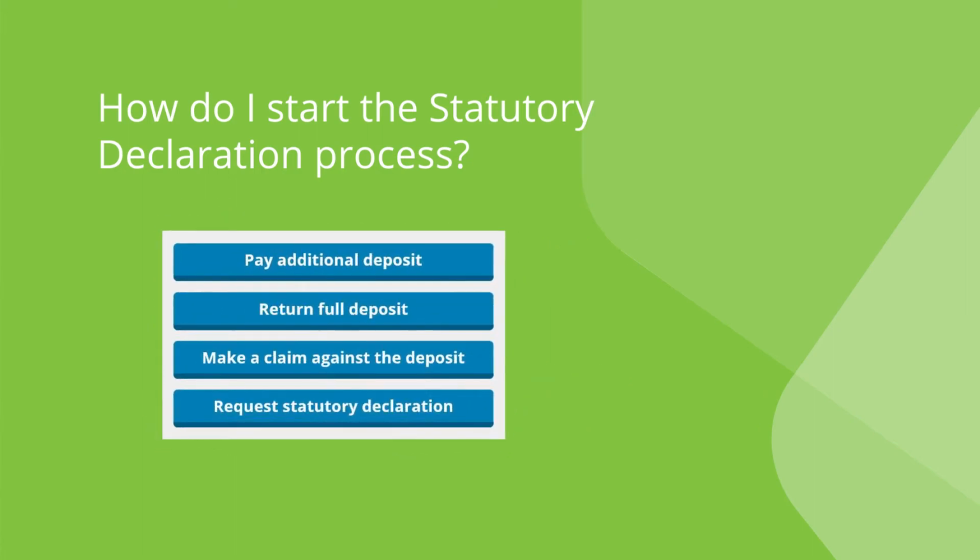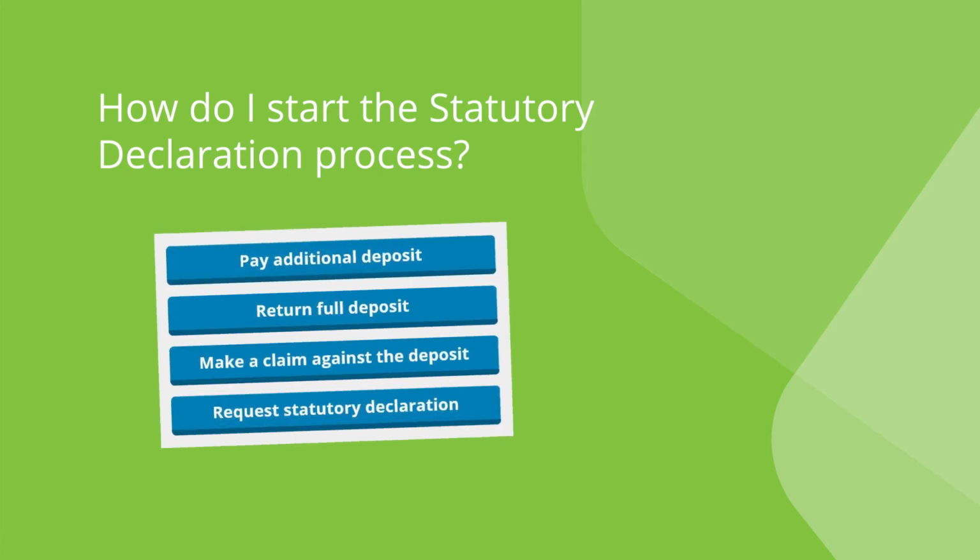If the tenant hasn't provided you with contact details or added them to their DPS account, you'll be able to start the statutory declaration process if the status of the deposit is protected. If you started a claim in the system, the statutory declaration button will be activated on the tenancy 14 days after you started the claim process.